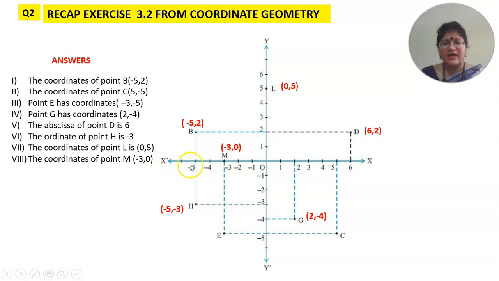If the point is lying on the x-axis, on the positive side or on the negative side, its y coordinate will be 0. So this is something that you need to remember. These are two very, very important points. Now, similarly, the coordinates of point M, isn't M lying on the x-axis? Yes, in the negative direction. So its y coordinate will be 0, that is its ordinate is 0 and its abscissa is -3.